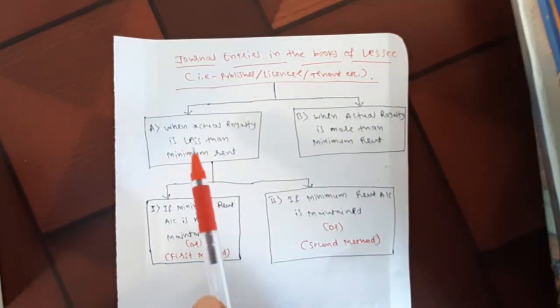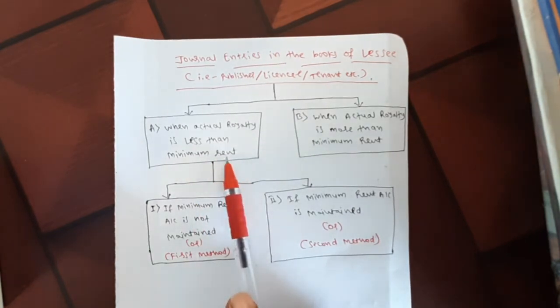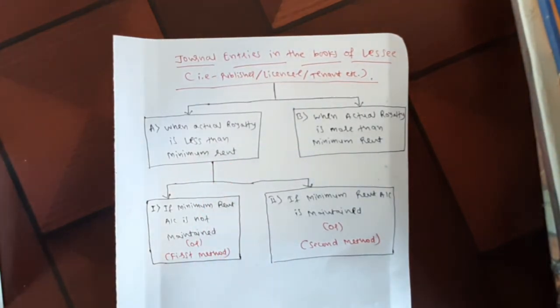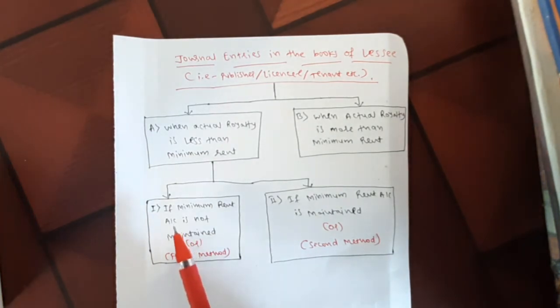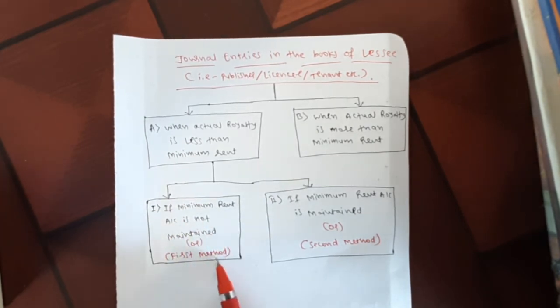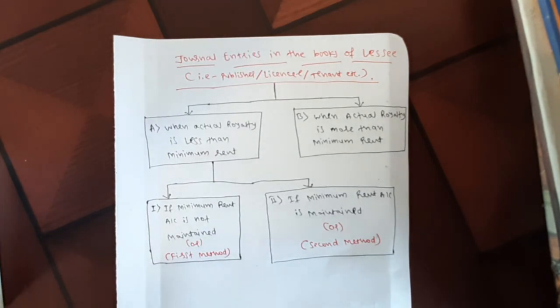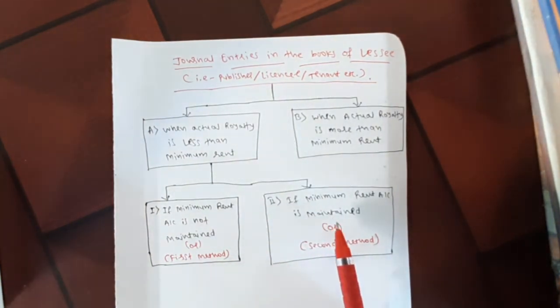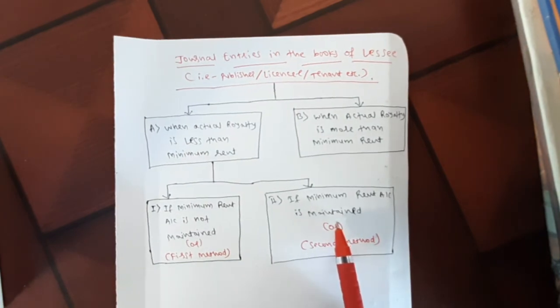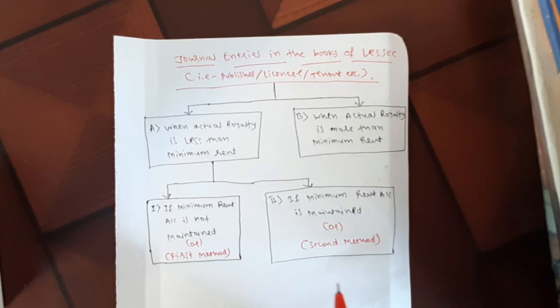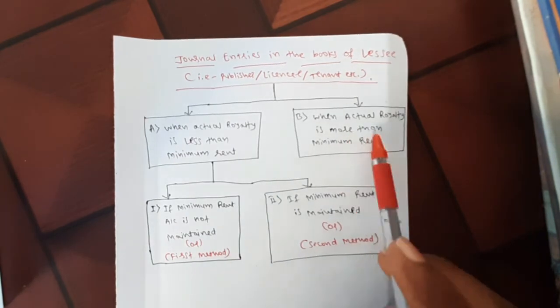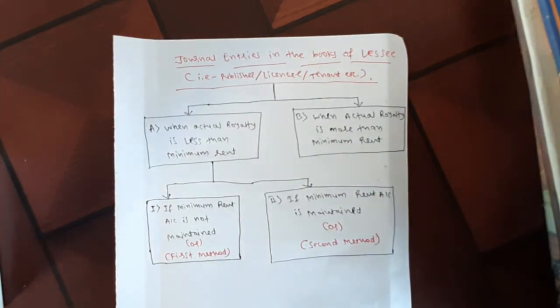See, when actual royalty is less than minimum rent, how many journal entries are there? There are a total of 5 journal entries. In case A, if the minimum rent account is not maintained, or in the first method, there are a total of 5 journal entries. And if the minimum rent account is maintained, in place of entry number 1, 2 entries will take place, and entries number 2, 3, 4, 5 will continue here. And when actual royalty is more than minimum rent, in place of entry number 1, one slight change is there. Apart from that, entries number 2, 3, 4, 5 will continue as they are.